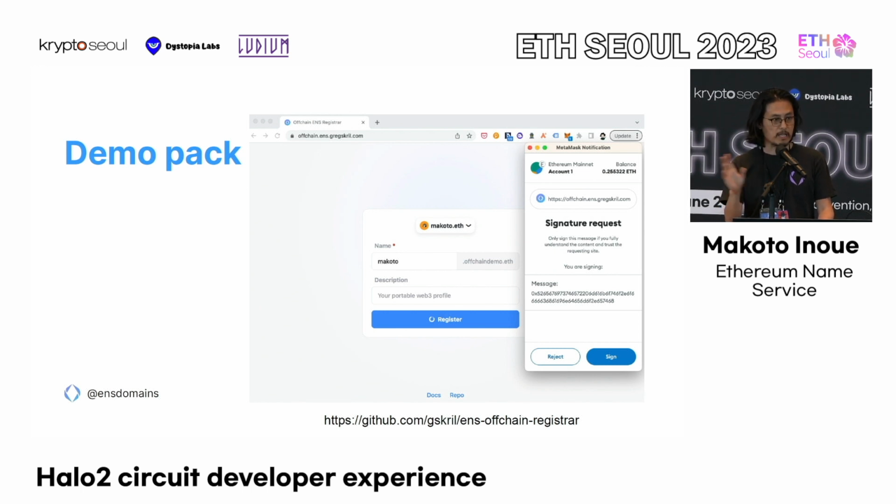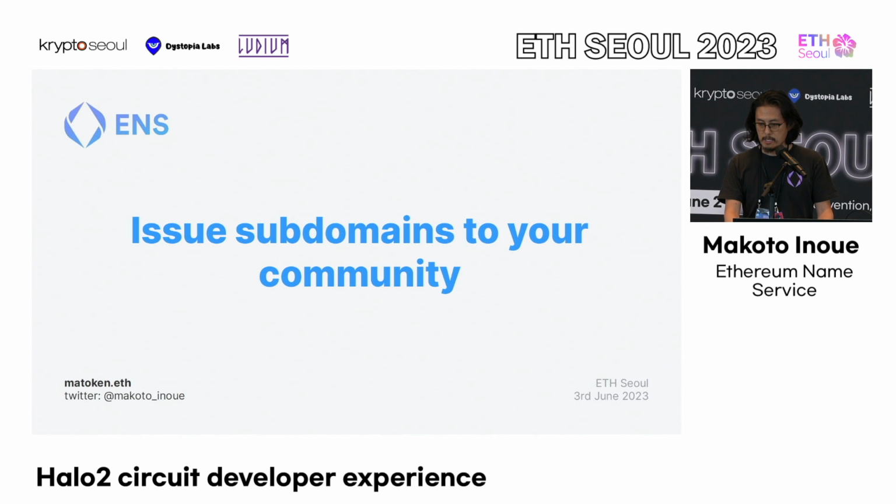So if you have a next project, for example a next event, and you want to issue subdomains to all your conference users, you can create this kind of off-chain solution. My colleague Greg created a demo repo to show the power of gasless subname creation. You can just fork it and create one. And that's about it. Thank you very much.